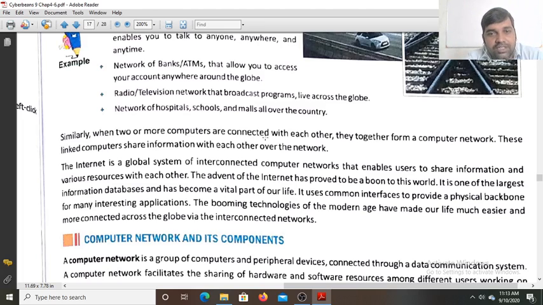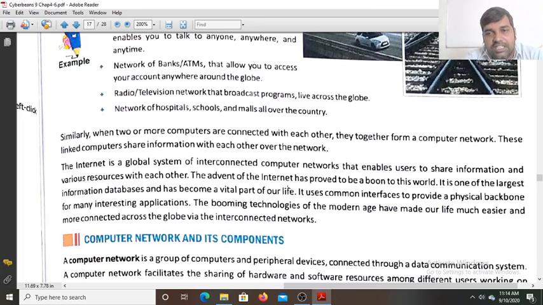Now, the internet is a global system of interconnected computer networks that enables users to share information and various resources with each other. So when these different small LAN networks are interconnected to each other, that is called the internet. The internet is the network of networks. It is called the international network. So when the computers of India are connected with the computers of America, that is called the internet.